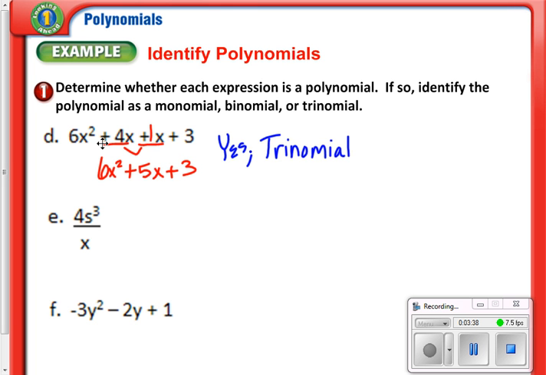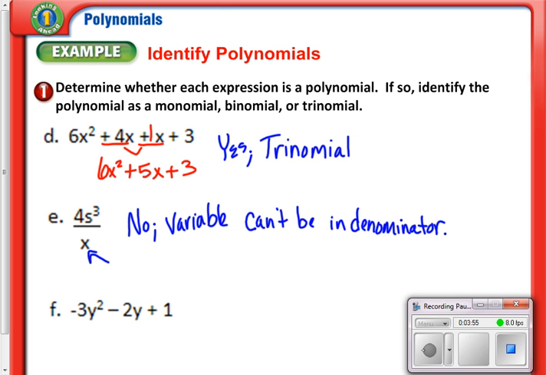E is not a polynomial. Why is it not a polynomial? Again, because you have a variable in the denominator. A variable cannot be in the denominator. Last example, F, we have 3 terms that we could not add or subtract together. This is a polynomial, and the type of polynomial this would be is a trinomial, with the 3 terms.